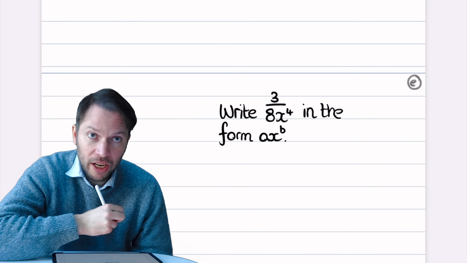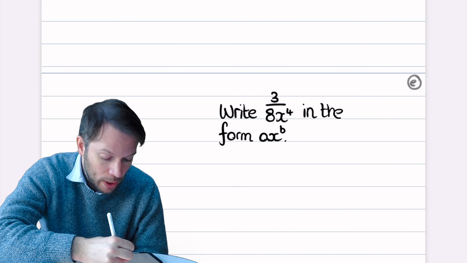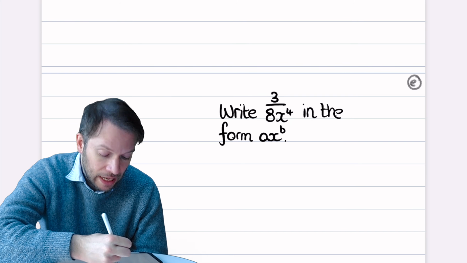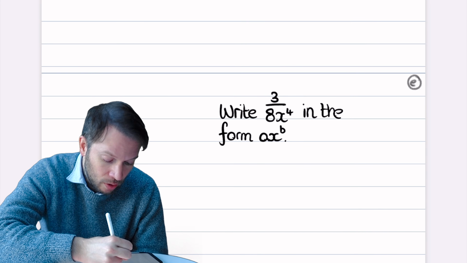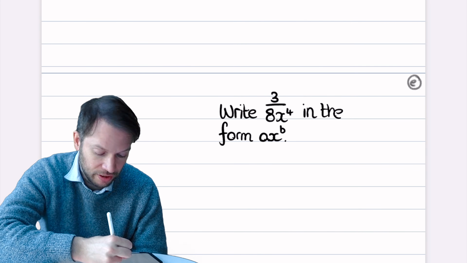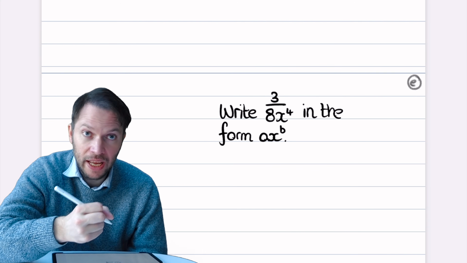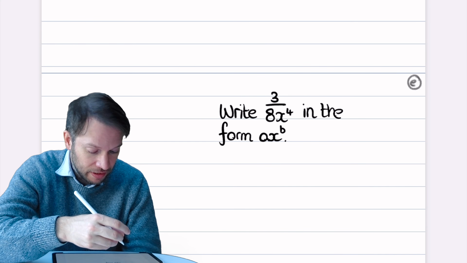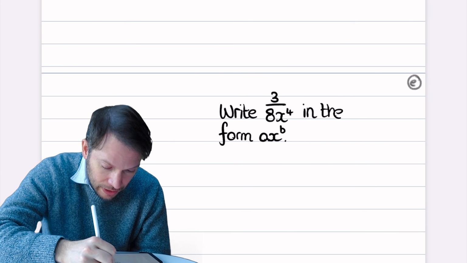Hi, in this video we're going to rewrite expressions with a variable in the denominator as something where the x is not in a fraction, so x to the power of something. It's probably going to be a negative index, as we'll see in a second. So let's take this expression here.